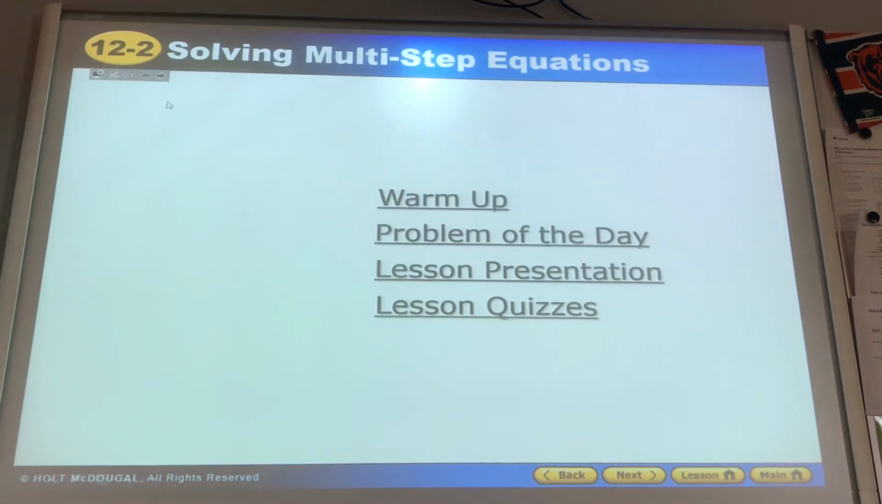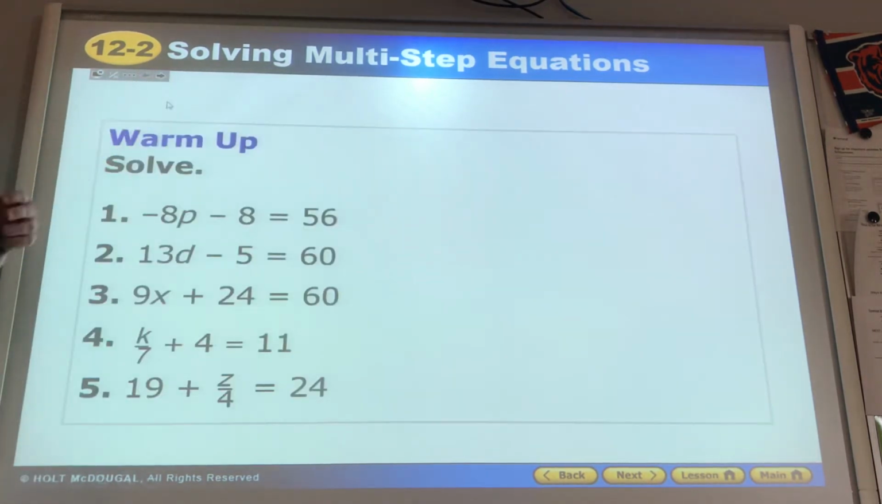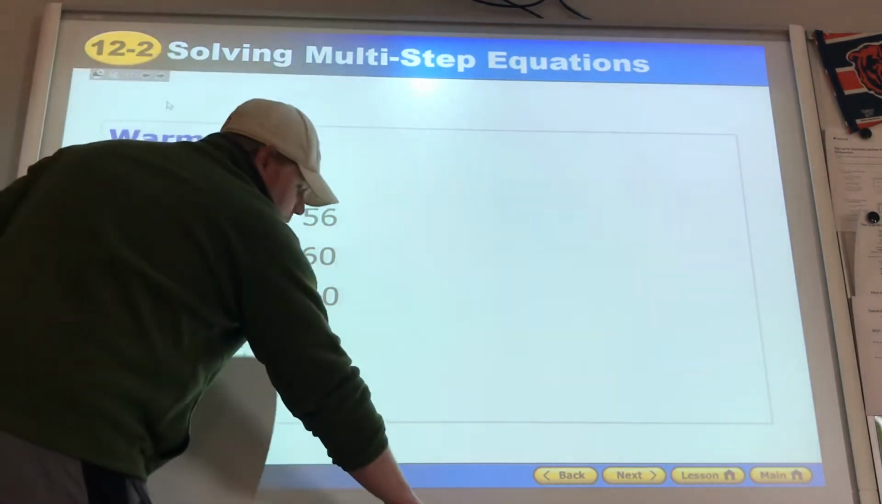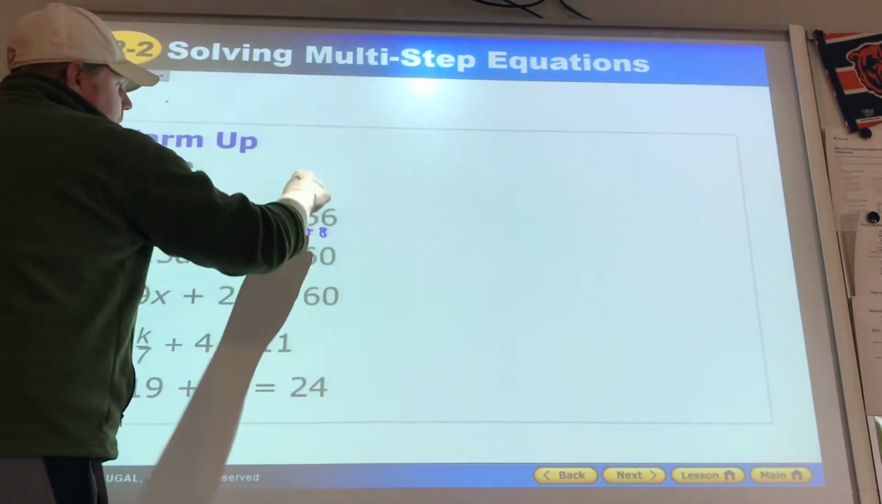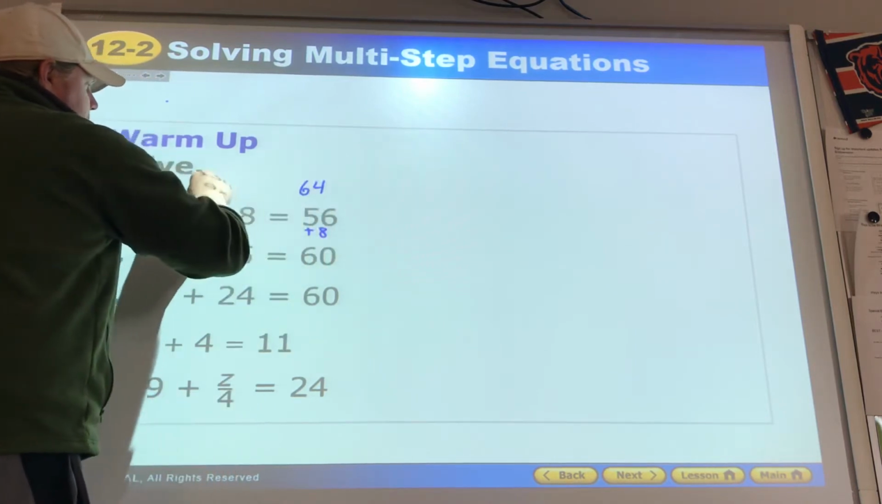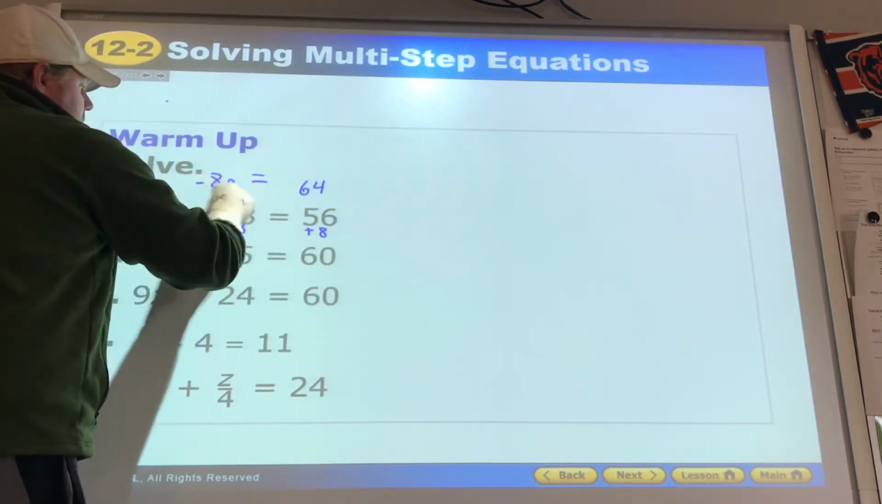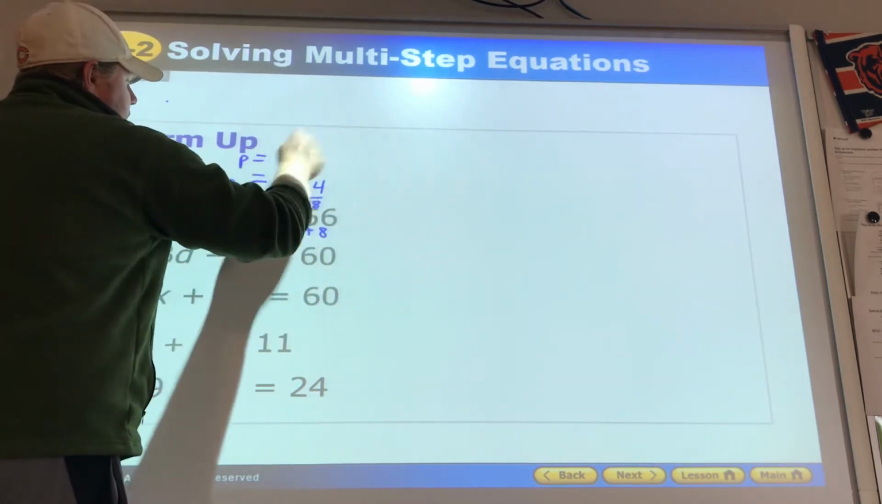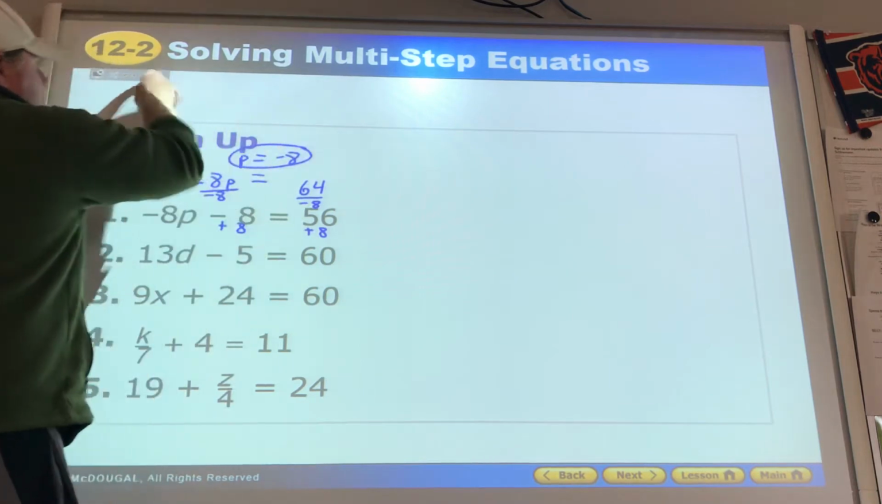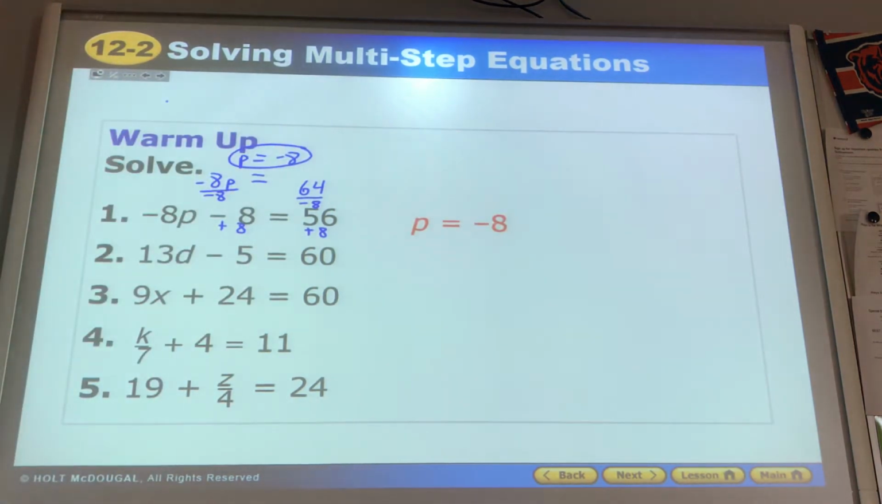Today we solve multiple step equations. With multiple step equations, we must remember PEMDAS and we must work backwards. We saw the other day, we have to focus on the addition and subtraction first. 64, negative 8p, divide by negative 8, divide by negative 8, p equals negative 8. And get our answer. We must take those two steps, okay?